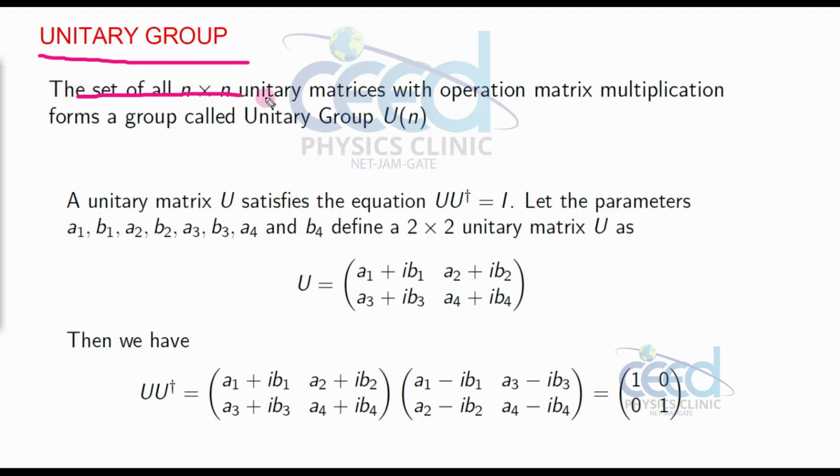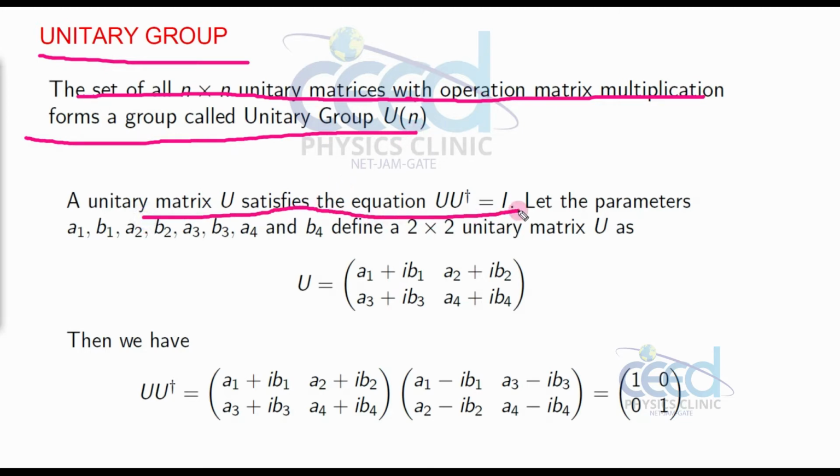A set of all n by n unitary matrices with the operation of matrix multiplication forms a unitary group, right? A unitary matrix satisfies U U dagger is equal to I. This we have already seen in linear algebra, right?